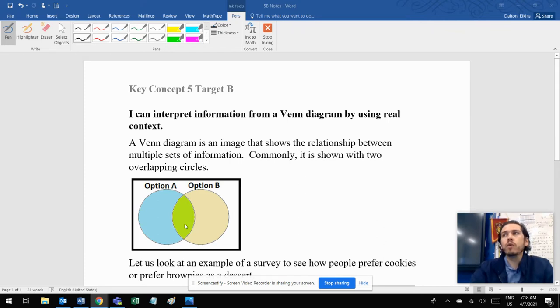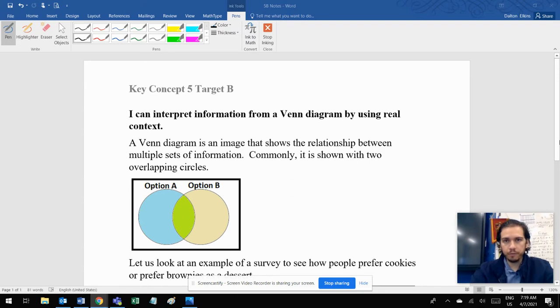So very often when you are asking people survey questions, it's possible that they like both. It's an example of if you ask someone, do you prefer McDonald's or Burger King? Some people are like, I'm fine with both. And those people would belong in the middle here. That's what that middle overlap is representing.